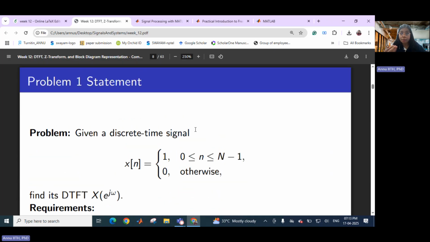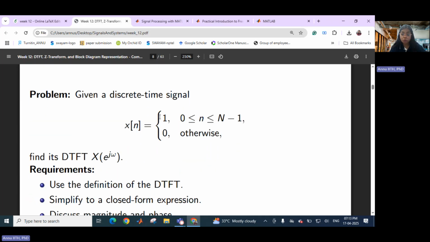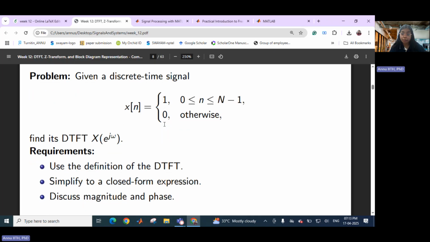So there are some example problems which I will tell you along with the detailed solution. The problem consists of a given discrete time signal, x of n equals 1, defined from 0 to N minus 1, otherwise it is 0. Find its DTFT. The requirements are: use the definition of DTFT, simplify to the closed form, and discuss the magnitude and phase. Take your time, give me the answer.